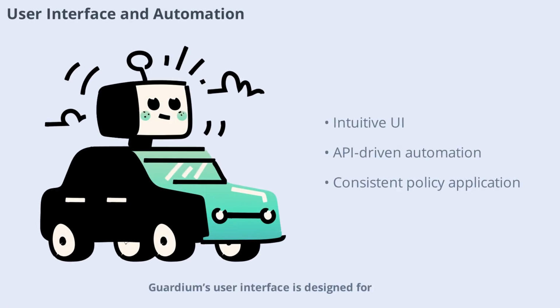Guardium's user interface is designed for both ease of use and powerful automation. Administrators can define data sources, populate Guardium groups, and set up inspection engines through intuitive UI functions. Many of these tasks can also be automated via APIs, streamlining deployment and configuration. This approach reduces manual effort, accelerates onboarding, and ensures that security policies are consistently applied across the organization.